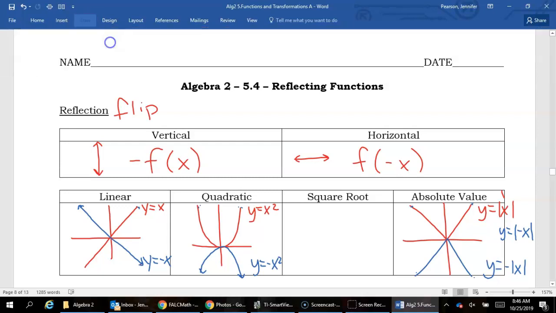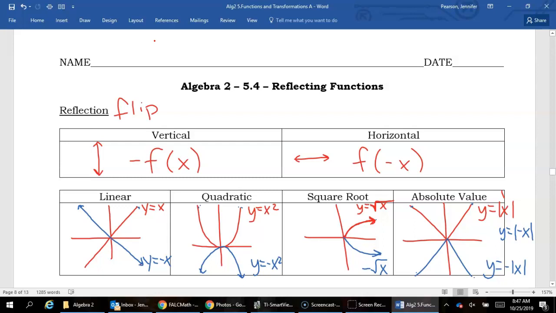The one that has the best actual horizontal reflection would be the square root function. So your regular square root function looks like that. And I like to think that it's almost the same shape as the symbol, right? I have this arrow pointing up and to the right. My square root symbol points up and to the right. So the shape of the graph looks a lot like the square root symbol. If I were to put a negative in front of my square root, that shape flips down. So now I'm going down instead. That is my vertical reflection.